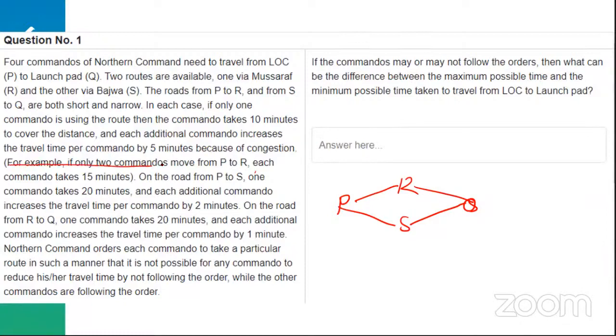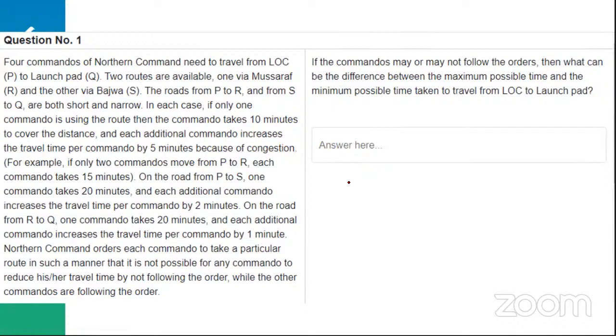For example, if only two commandos move from P to R, each commando takes 15 minutes. Again, on the road P to S, one commando takes 20 minutes, and an additional commando takes more. So there is a lot of data just to explain the question. If you had read this whole thing properly, you would have easily answered most of the questions. This is a very doable set, interesting, and I would consider it somewhere around easy to moderate.